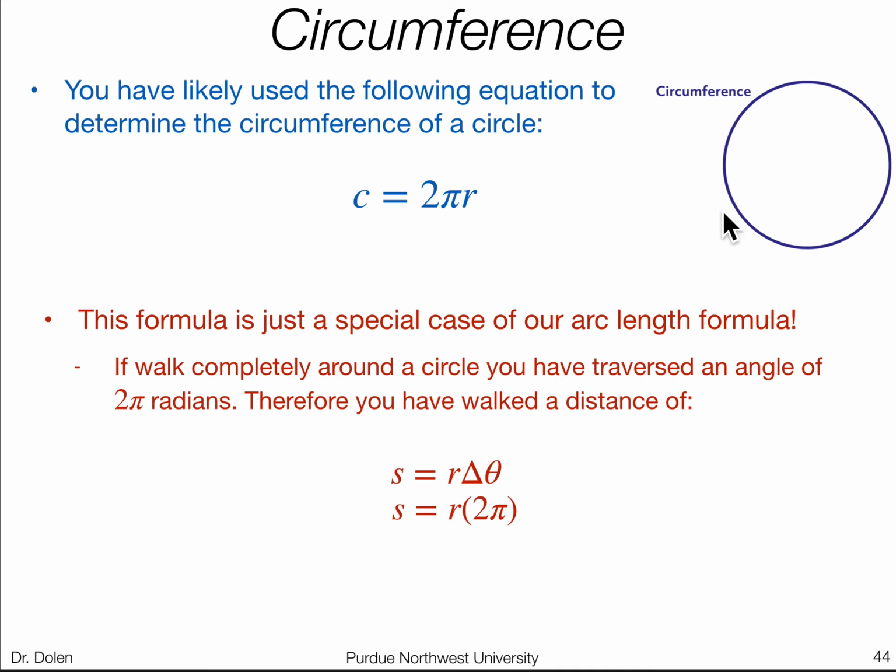That's the distance in meters that you have to walk around this entire circle. It turns out this equation that you've all used before is just a special case of the arc length formula. If you walk completely around a circle, you're walking through 2 pi radians. That's how big your angular displacement is. It's 2 pi. Using our formula for arc length, r delta theta, the delta theta, if I walk all the way around, is just 2 pi radians. So the distance I've walked is the radius times 2 pi, which is exactly my circumference formula. So you've used this equation before.